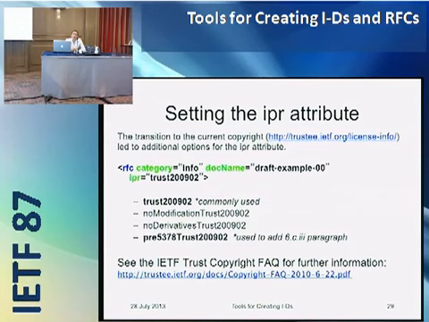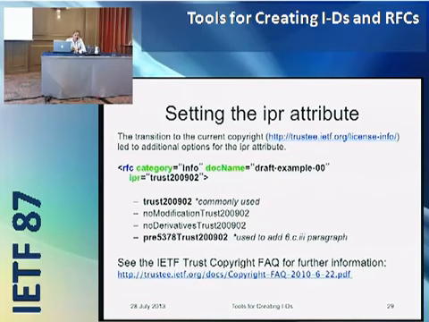So one attribute for the RFC is the IPR attribute. This determines the copyright notice that appears on your internet draft. The trustee.itf.org website is the place to go for more information about copyright.